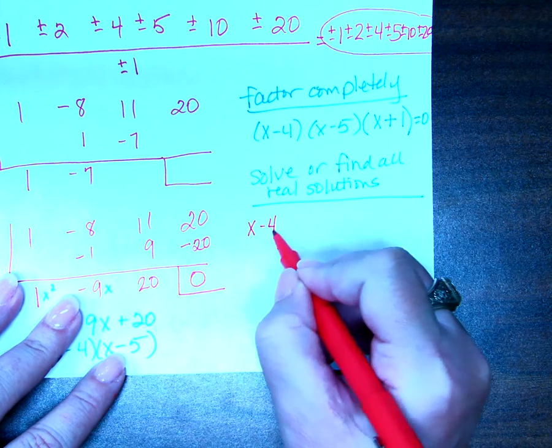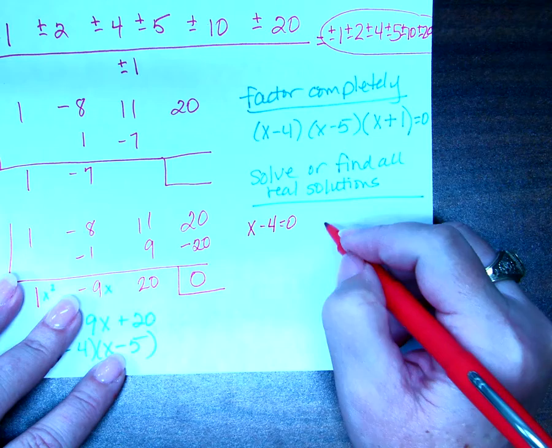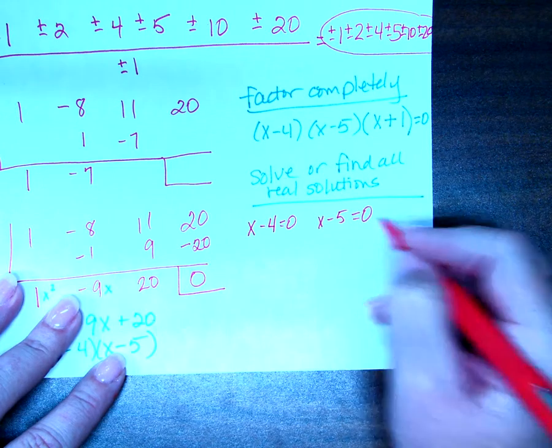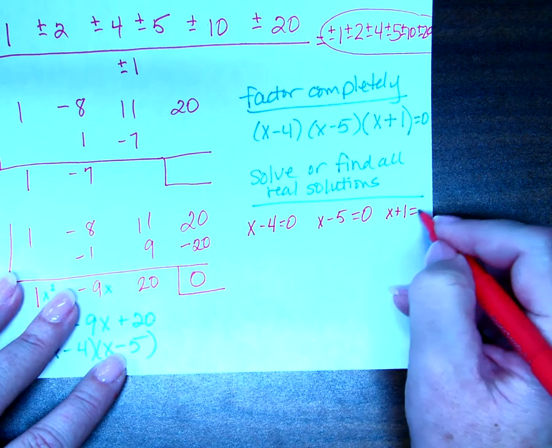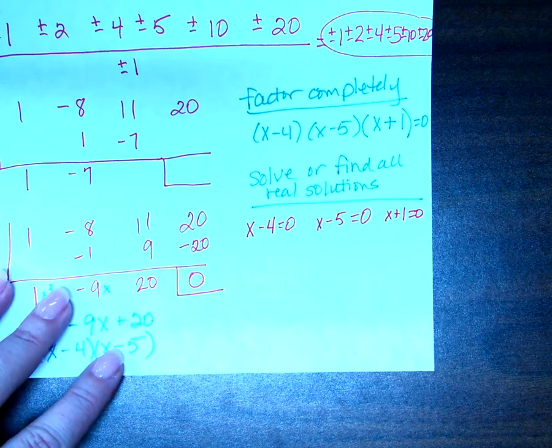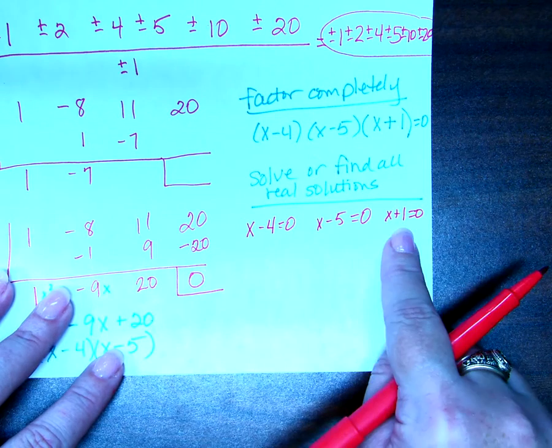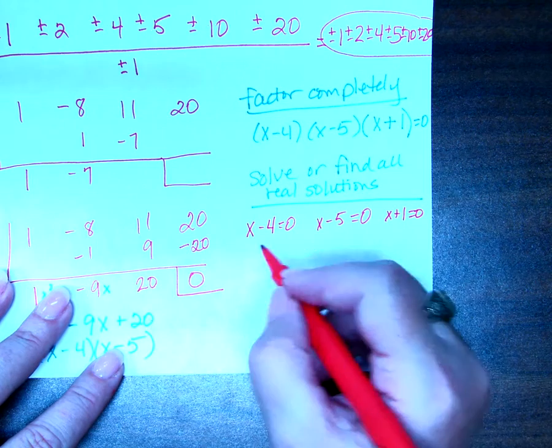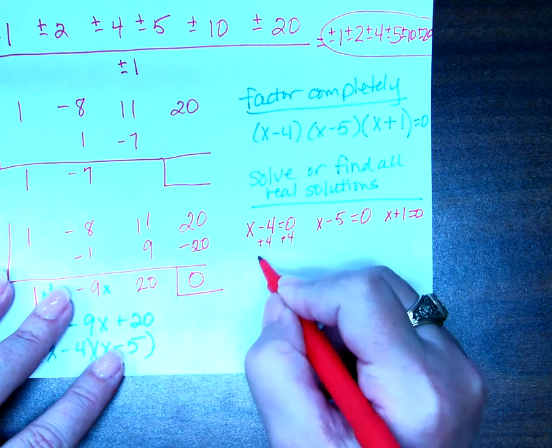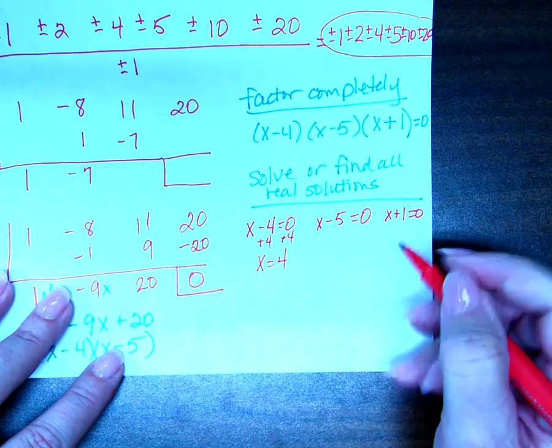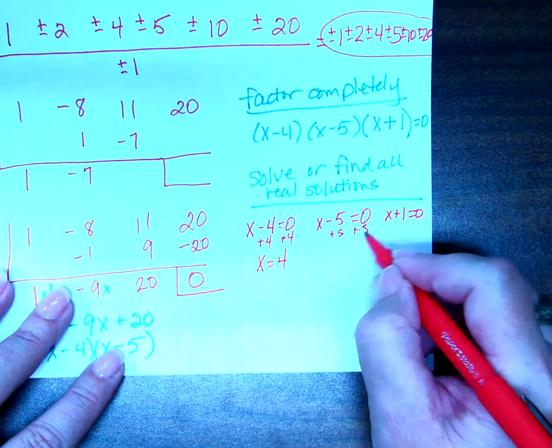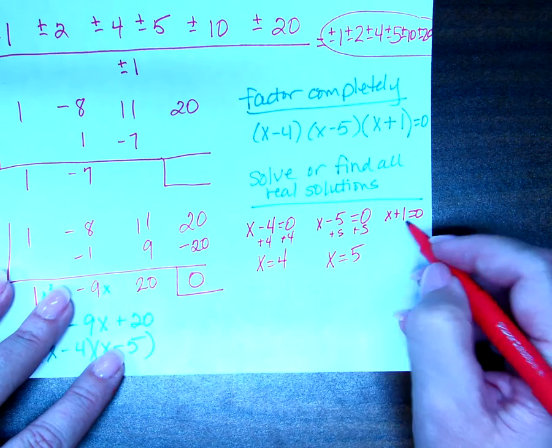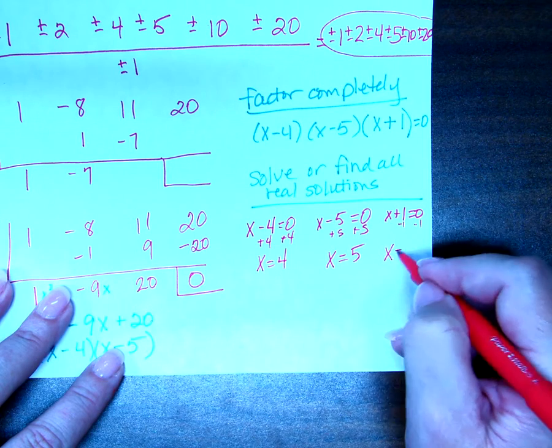X minus 4 is 0. X minus 5 is 0. And x plus 1 is 0. So I just take each of these small little equations on their own one by one and solve them. X equals 4. X equals 5. X equals negative 1.